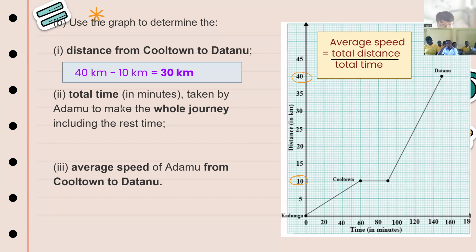And can you calculate the total time taken by Adamu to make the whole journey, including the rest time? So what is the total time?